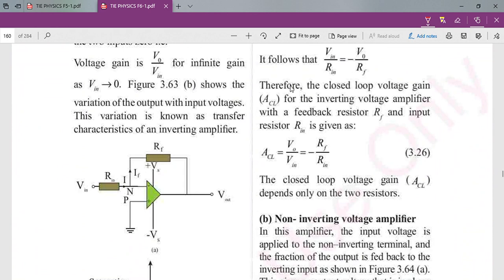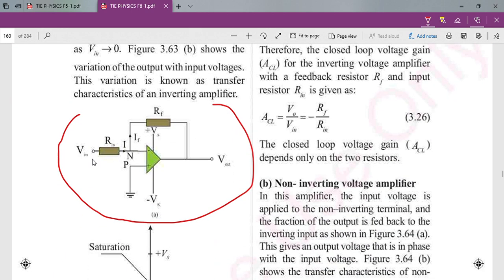Inverting means connecting that terminal to the negative side. As I showed you, this is connected to the negative polarity. So this is the diagram of the inverting operational amplifier. Now you have to find the voltage gain in the inverting amplifier.